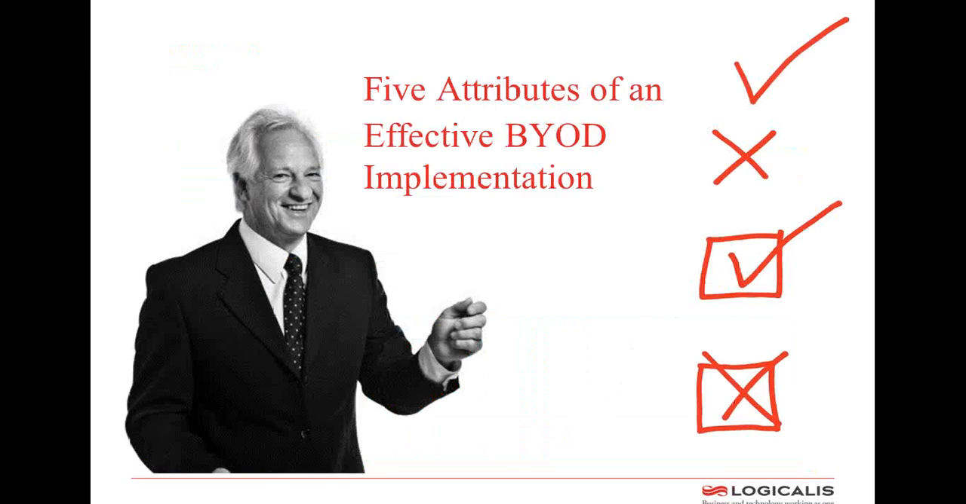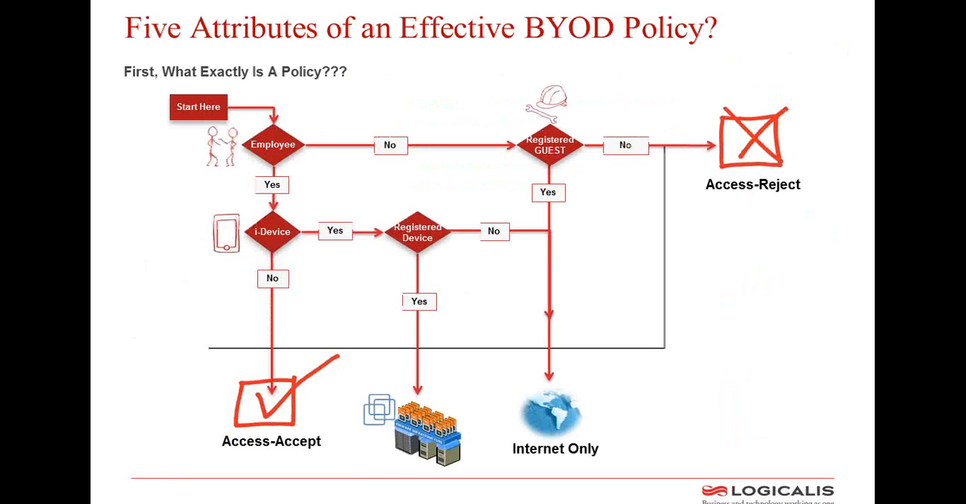So just onto the final stretch here, in terms of the 5 attributes of an effective BYOD implementation. In order to do so, we really just need to quickly define what a policy is, first of all. All it is is a whole range of input criteria that we then use to determine an outcome.